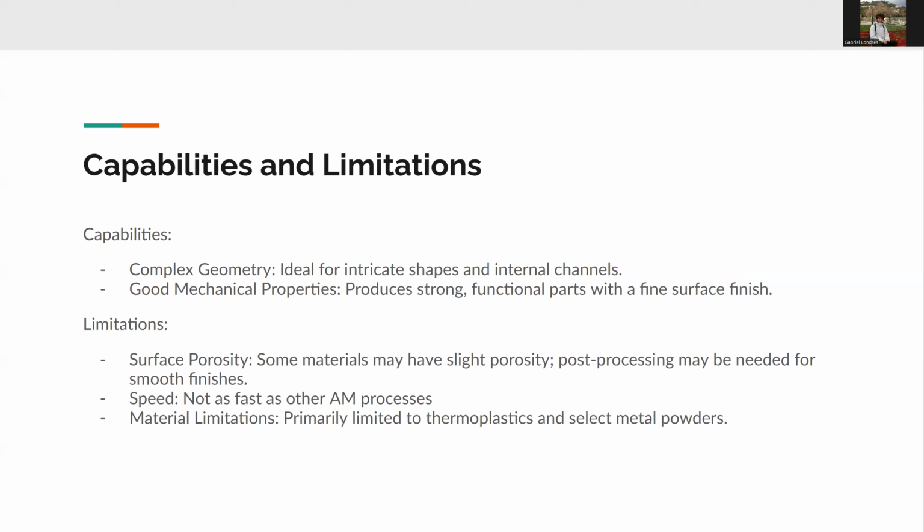Capabilities: it can produce very complex geometry, which is ideal, like I said, for intricate shapes, and it's good for internal channels. It has good mechanical properties and produces strong functional parts with a nice surface finish. A couple limitations of SLS printing is that the surface can be porous at times. Some materials may have slight porosity, and post-processing may be required. And in terms of speed, it is not as fast as other additive manufacturing processes, depending on the part you're making. And it's primarily limited to thermoplastic and a couple metal powders.